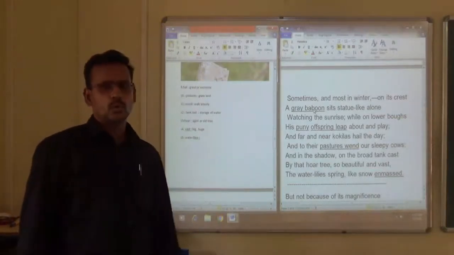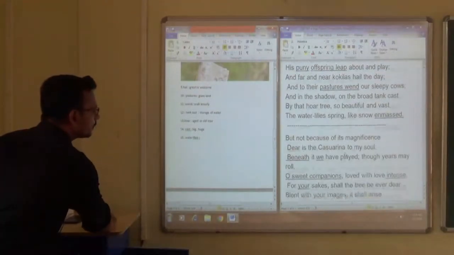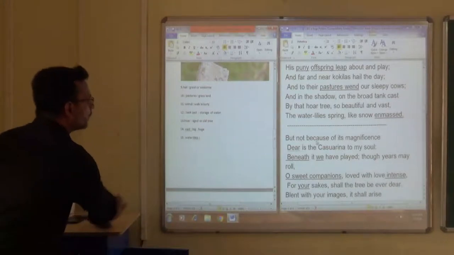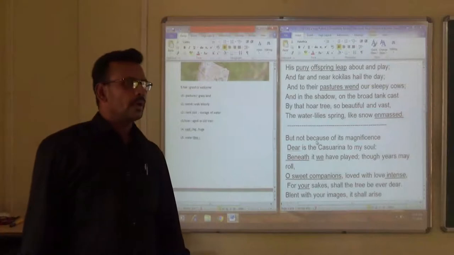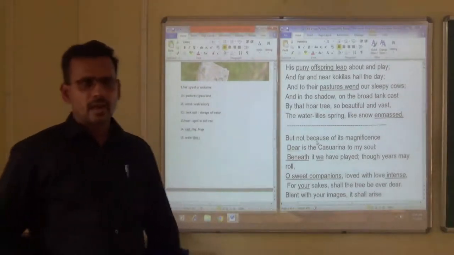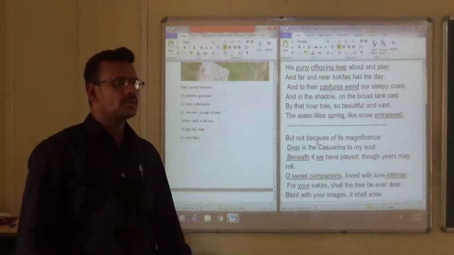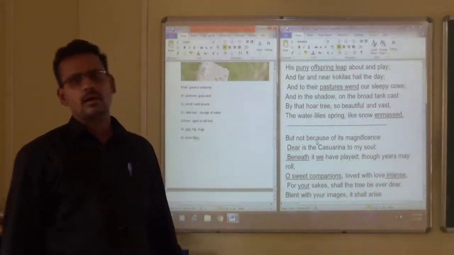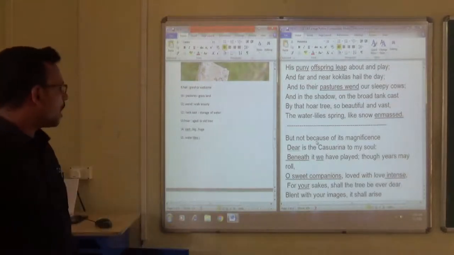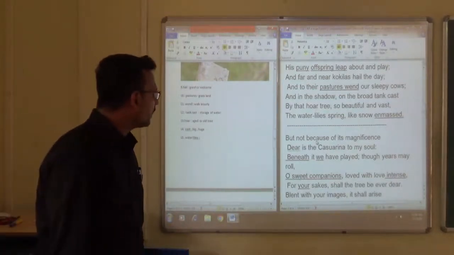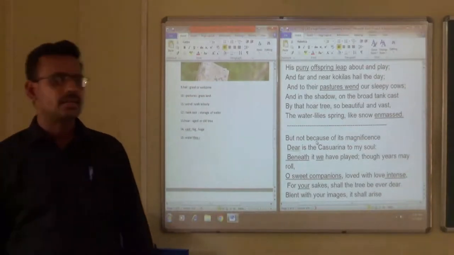Okay, let us go to the next stanza. In this stanza, the poet wants to express why she likes the Casuarina tree so much. What is the reason for her loving the Casuarina tree? So here: but not because of its magnificence, dear is the Casuarina to my soul.